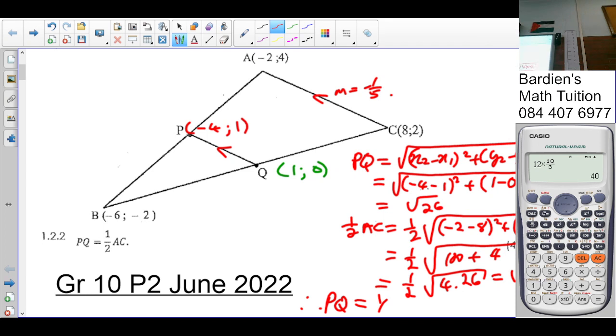Alright. So that will be half AC. So I'm just going to write this in here again. Maybe we need it later on. Root 26. And the AC is actually 2 root 26. Okay.